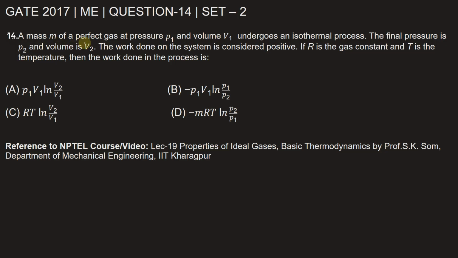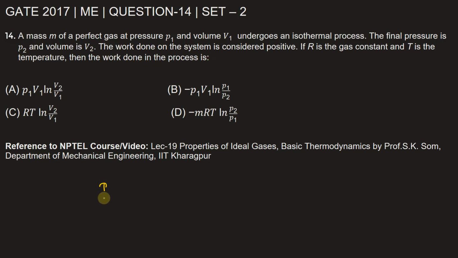A mass m of a perfect gas at pressure P1 and volume V1 undergoes an isothermal process. The final pressure is P2 and volume is V2. The work done on the system is considered positive. If R is the gas constant and T is the temperature, then the work done in the process is.